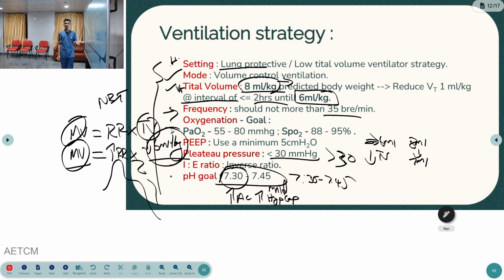It is called permissive ventilation, another term for controlled ventilation. Controlled ventilation in the sense that we are allowing mild hypercapnia. That's why the pH we are maintaining is 7.30 to 7.45. So this is the ventilation strategy for ARDS.